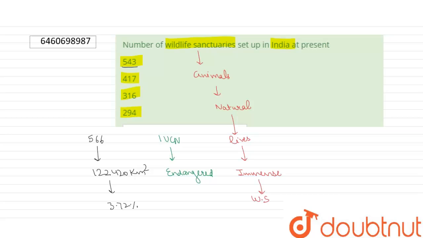So 543 is the closest option. So the right answer of our question will be option number 1.